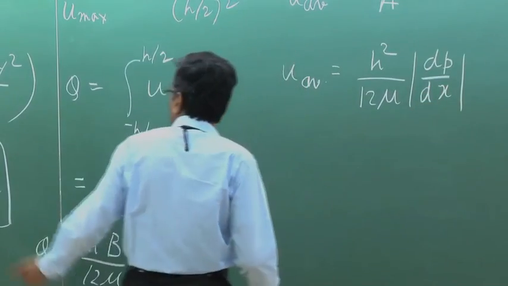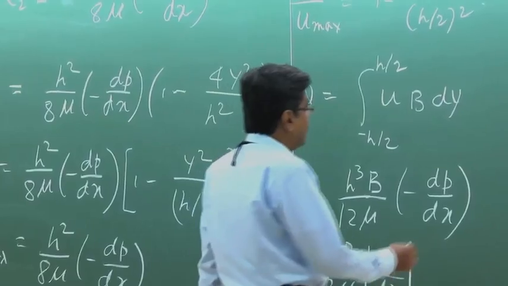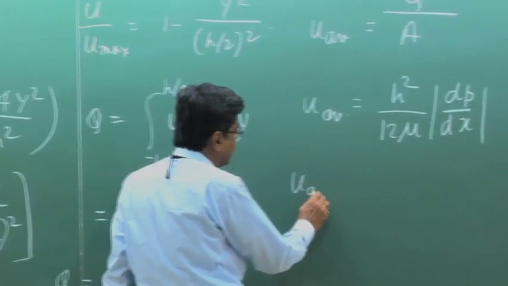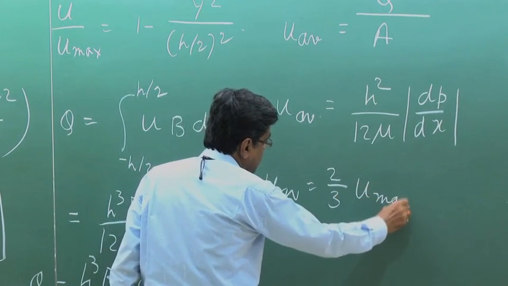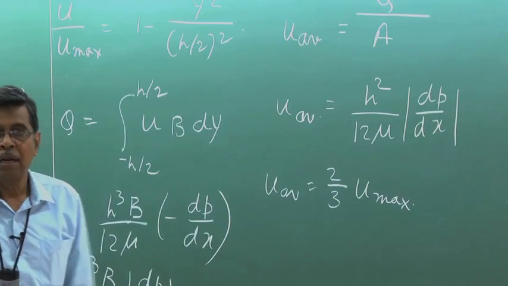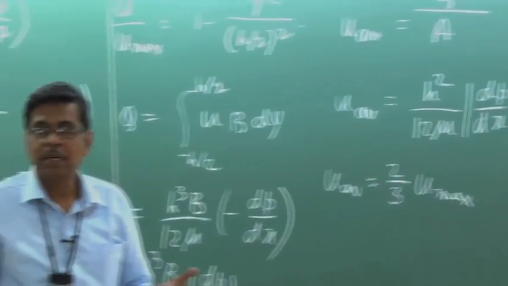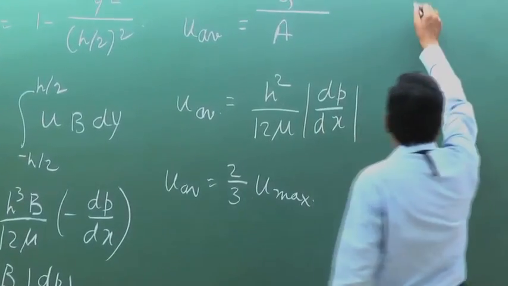And if you compare it with u max, then we can write that u average is 2/3 of u max, 2/3 of u max. Clear? Now the next task for us is to find out the shear stress at the wall.